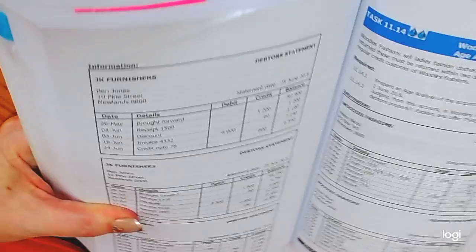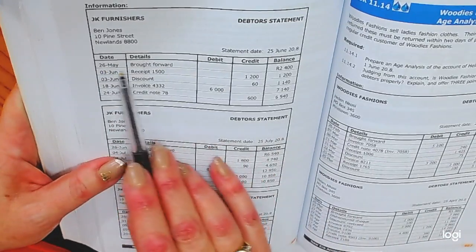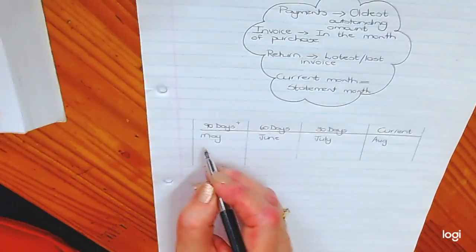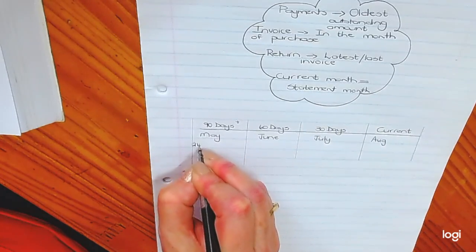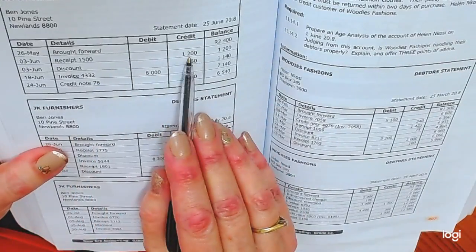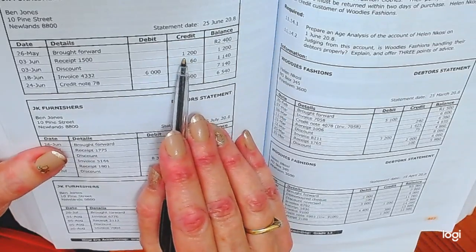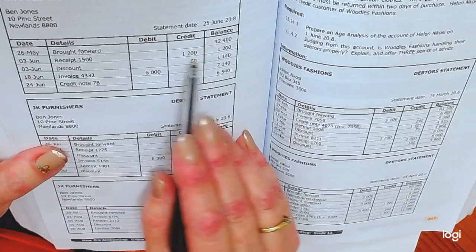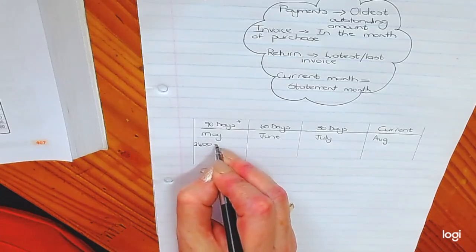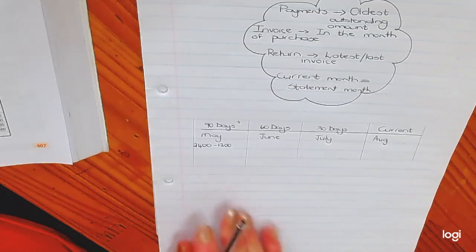Now in our textbook here, please open your textbook, it will be so much easier for you. On the first statement in May, it ended with 2,400 outstanding. So here in May, there was 2,400 outstanding. The next entry here is a receipt of 1,200. Now we said that when we receive money from a debtor, this amount is allocated to the oldest outstanding amount. So here's my oldest outstanding amount. So I'm going to take away 1,200 there because the payment is allocated to the oldest amount.